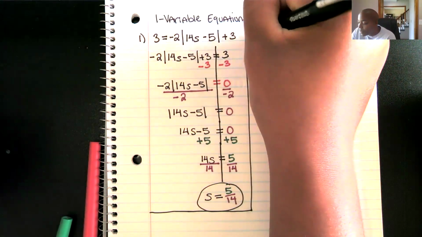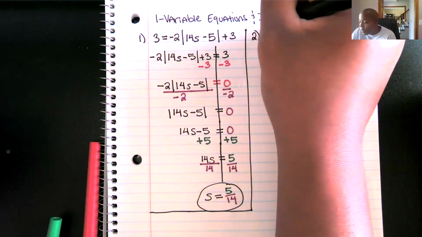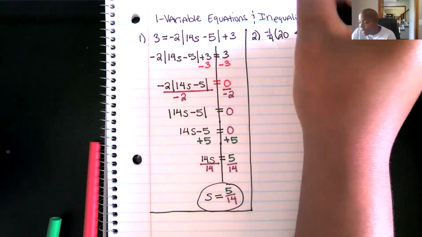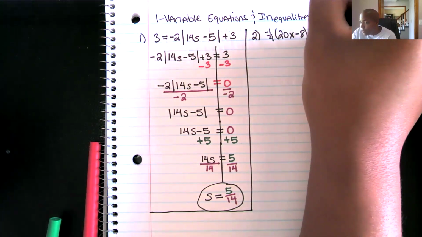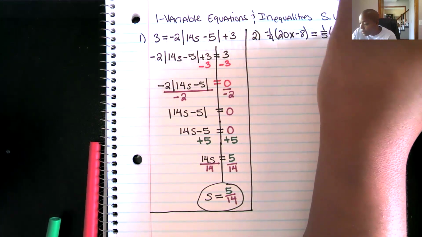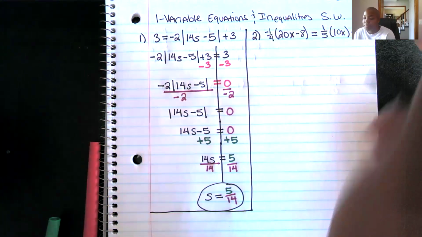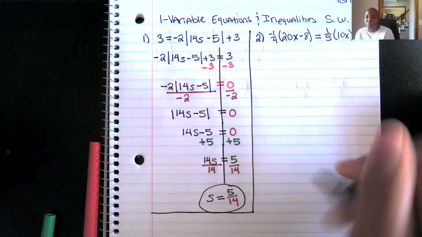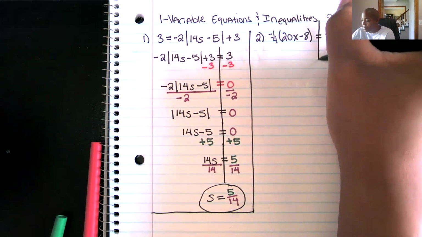Okay, so number 2, we have an equation: -1/4 times (20x - 8) equals 1/5 times (10x + 16). All right, again, separate our left side from right side. So we're just going to draw a line between these two.